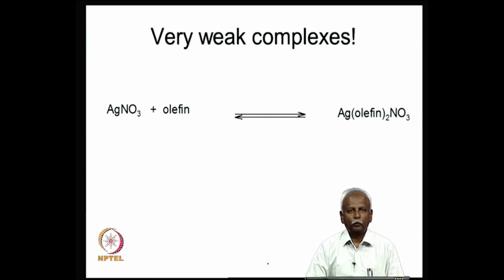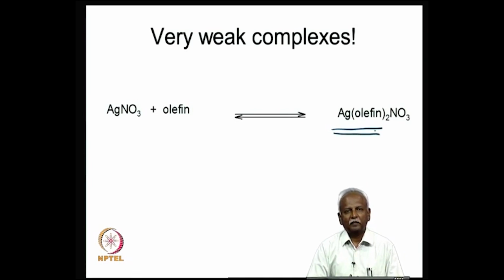All you have to do is to keep a non-coordinating anion, and if you take a nitrate for example, it is quite efficient as a non-coordinating anion, and you can treat it with an olefin, a suitable olefin, a weak complex is formed. Now, you might be wondering, why is it a weak complex?